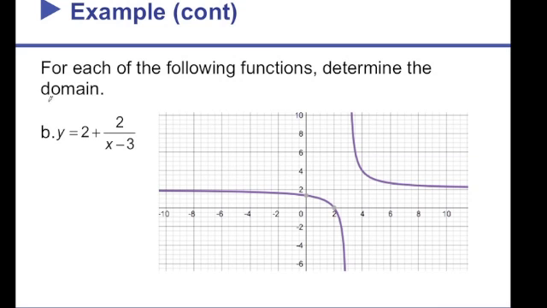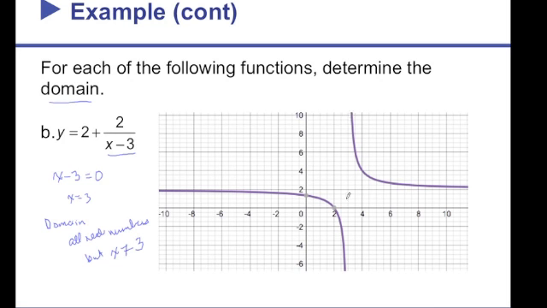For this, we need to determine the domain, and because we have a fraction with a variable in the denominator, we will have a restriction on the domain here. So x minus 3 equaling 0, we find x equals 3. So for the domain, it's all real numbers. But x cannot equal 3.